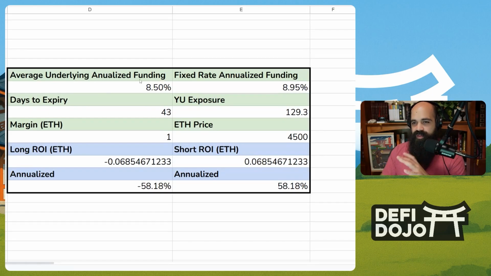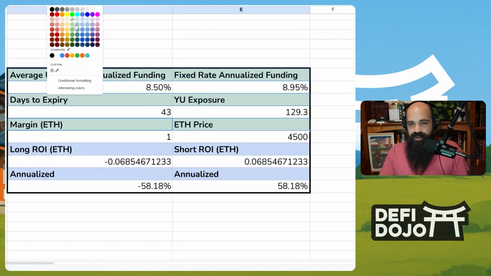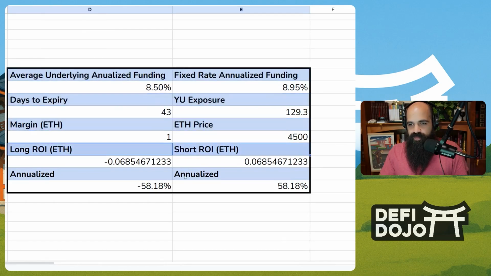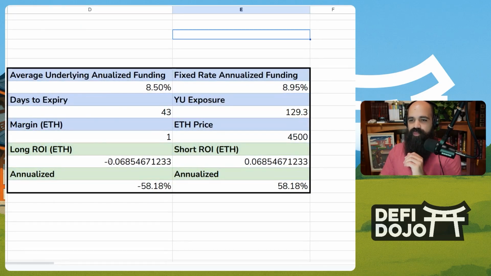Now, as with all of my sheets, I usually do blue as inputs and green as outputs. I've done this backwards. Greens are usually outputs. Let's make those blue and let's make these green. There we go. Blues are inputs, greens are outputs.